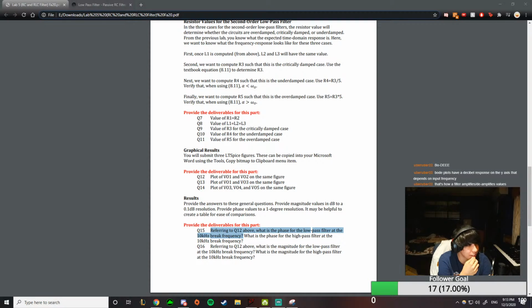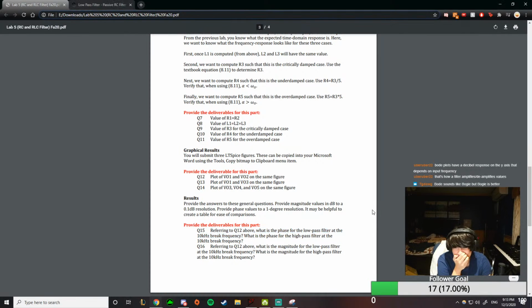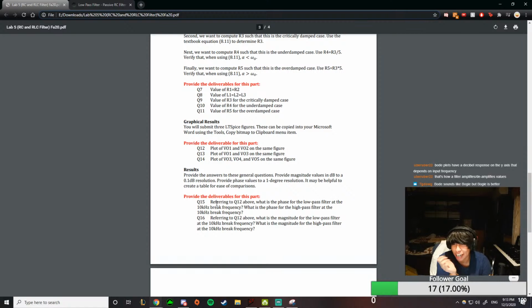Bode plots have a decibel response on the y-axis that depends on input frequency. That's how a filter amplifies values. Okay. Is that what I need to know for this? Okay, I already forgot what I'm supposed to do. Provide the answers to these general questions. Provide magnitude values in decibels to 0.1 decibel resolution. I think that's what it is, right? dB, decibels. Provide phase values to a 1 degree resolution. It may be helpful to create a table.